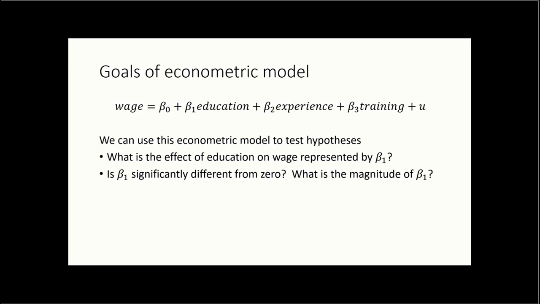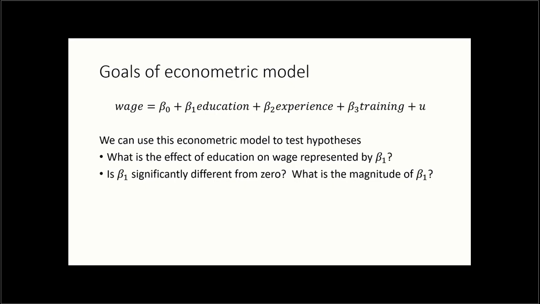So, what are the goals of an econometric model? After we estimate and find these coefficients of beta 1, beta 2, and beta 3, we can test different hypotheses. So, for example, what is the effect of education on wage? That is represented by the coefficient beta 1. And we would be trying to estimate this coefficient. We would also test hypotheses such as, is beta 1 significantly different from 0?